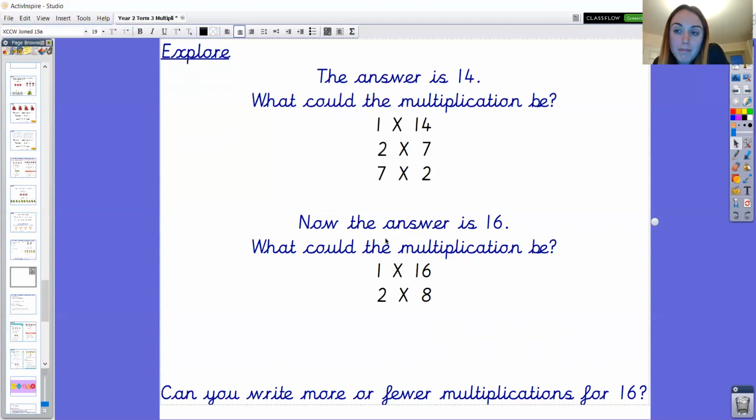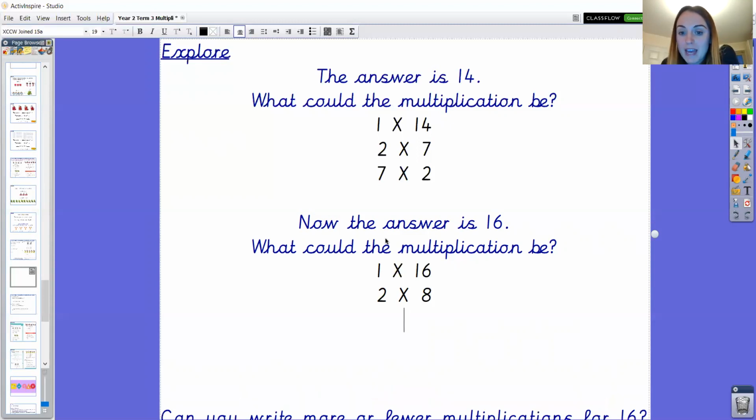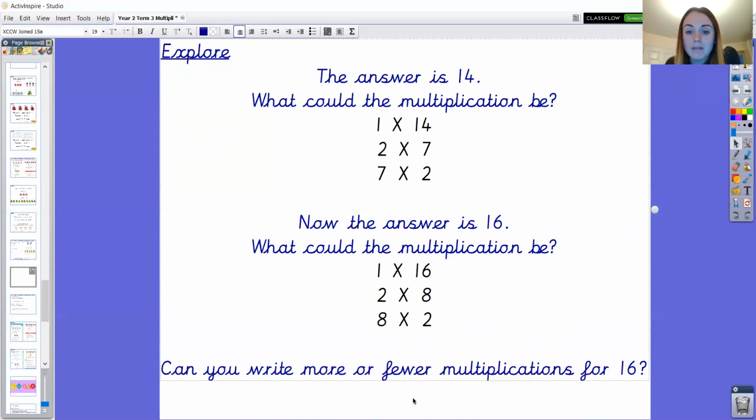Now remember, multiplication is, what's that fancy word? Should we say it together? Commutative. Well done. So the factor pairs can be written in either order. So say it with me. You can also write it as 8 times 2. Fantastic. Okay.